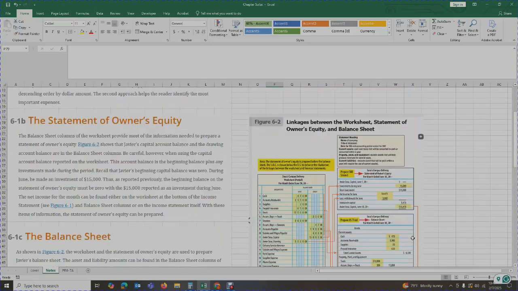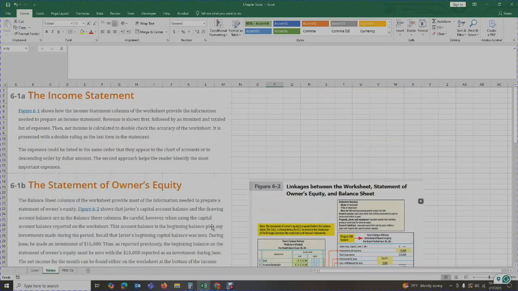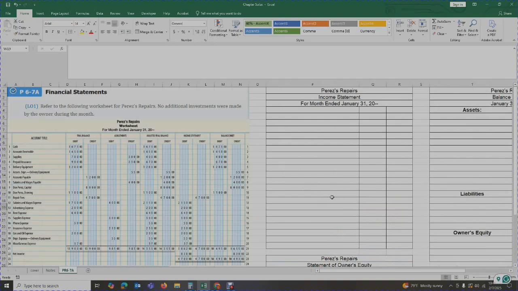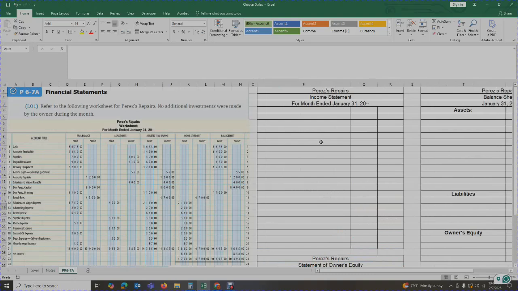The textbook does a great job in providing you with examples of each. Please make sure that you review the information carefully. Okay, so now let's jump up to the actual problem. We're going to be preparing the 3 financial statements. It says, refer to the following worksheet for Perez Repairs. No additional investments were made by the owner during the month. So this is an established business. It's already been in business for a couple of years or whatever.